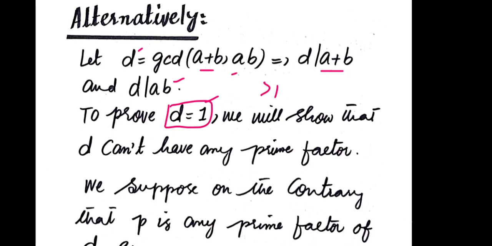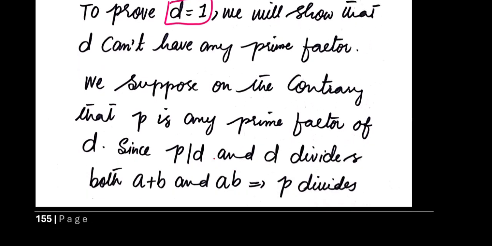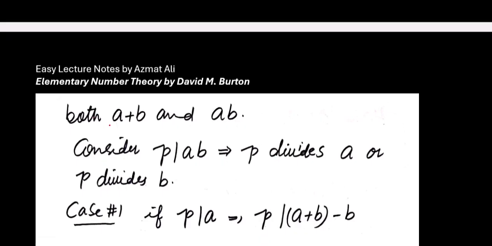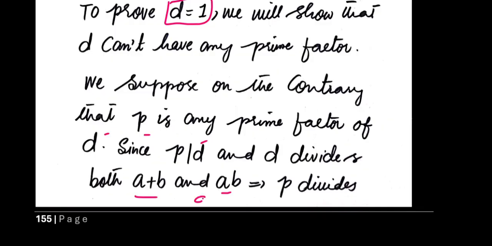We suppose on the contrary that there is a P which is a prime factor of D. Since P is a prime factor, P must divide D. Since P divides D and D divides A plus B and AB both, this implies P divides A plus B and AB. Again by using the transitive property, which says if A divides B and B divides C, this implies A divides C. So from this property we can say that if P divides D and D divides A plus B, it means P divides A plus B. Similarly, when P divides D and D divides AB, then P divides AB.